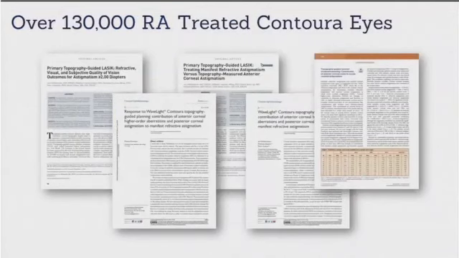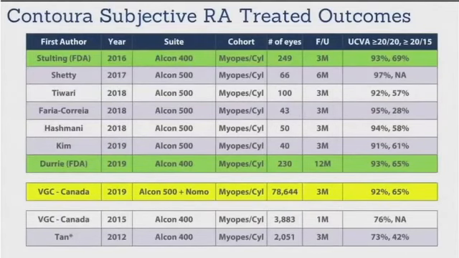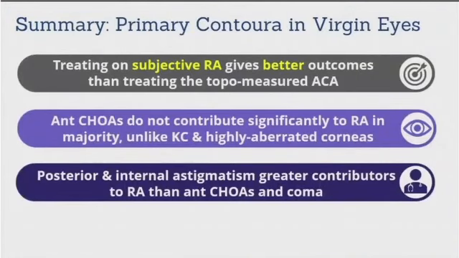Now, our surgeon group has treated over 130,000 Contoura eyes on refractive astigmatism, and we have now contributed more than 40,000 eyes of data to the current literature. The FDA study findings treating on the RA have been reproduced in several studies now without pre-selecting perfectly symmetrical corneas, all comers. For us, on almost 80,000 eyes, we report 92% seeing 20/20 and 65% 20/15. Topo-guided provides outstanding results. In summary, treating on subjective refractive astigmatism gives better outcomes than treating the topo-measured anterior corneal astigmatism.